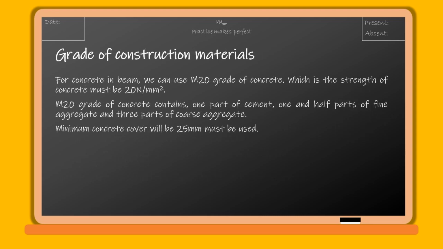For concrete in the beam, we can use M20 grade of concrete, which means the strength of concrete must be 20 Newton per millimeter square. M20 grade of concrete contains 1 part of cement, 1.5 parts of fine aggregate and 3 parts of coarse aggregate. A minimum concrete cover of 25 mm must be used.